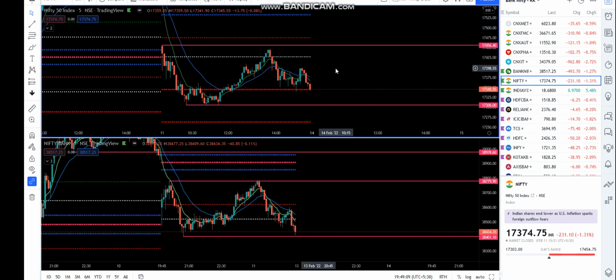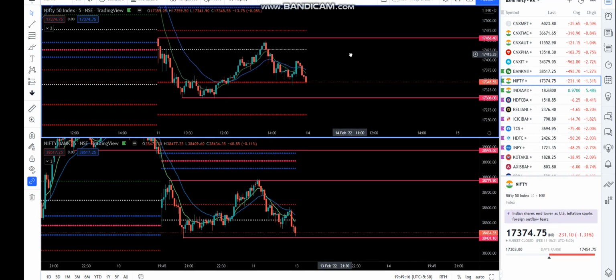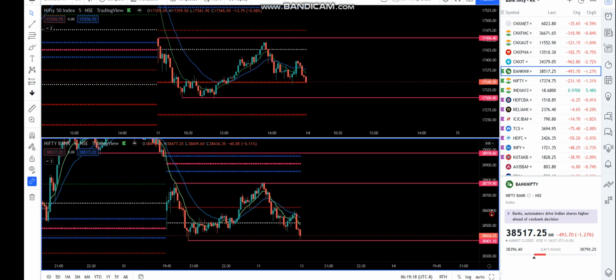Hi guys, welcome to today's market status, Nifty 50 and Nifty Bank status. You can see the chart of 5 minute time frame of today's trade.